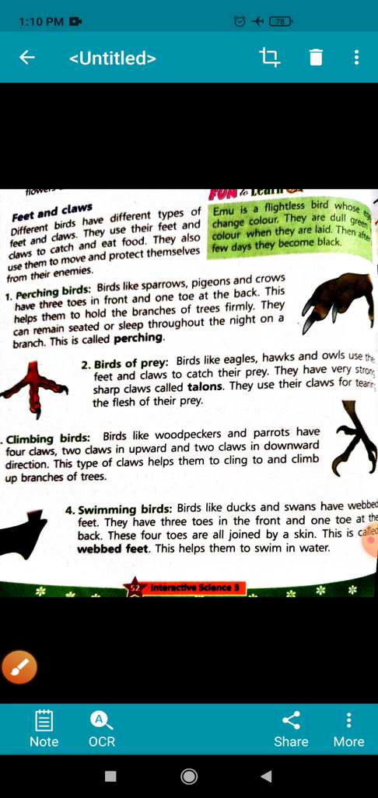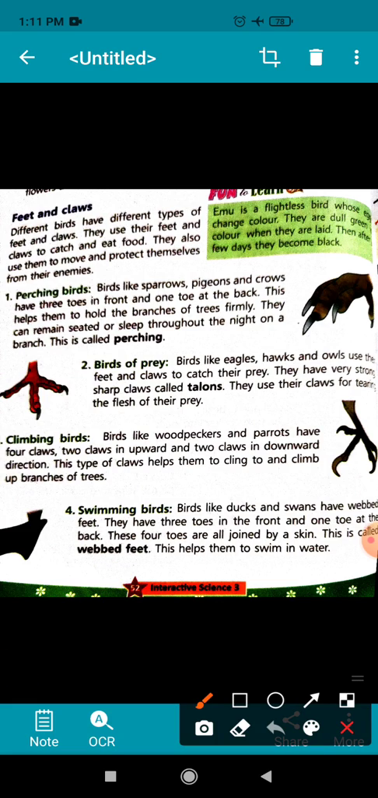Children, first function of feet and claws is that feet help them to move and hop. Second function of the feet and claws is that it helps them to catch and eat food. And third function is they use their feet and claws to protect themselves from enemies.